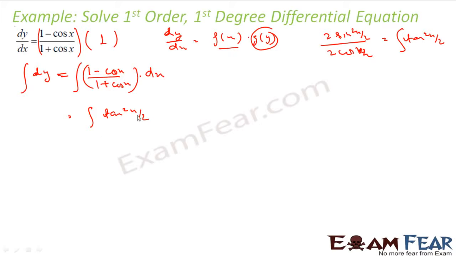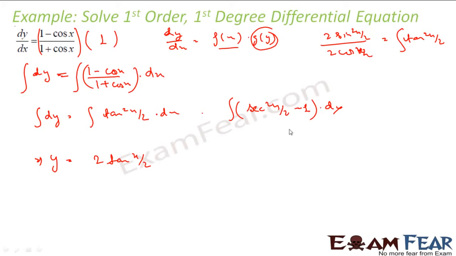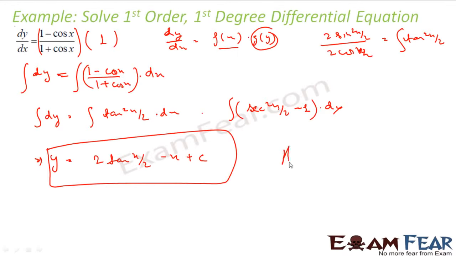Tan square x by 2 we further write as sec square x by 2 minus 1, because we know the integration of sec square x by 2. The whole thing dx is nothing but integration of dy, so you get y is equal to, you integrate this, sec square x by 2 gives 2 tan x by 2, 1 becomes x, plus c. So that is my answer. Please note, this is the general solution because a term c is involved.